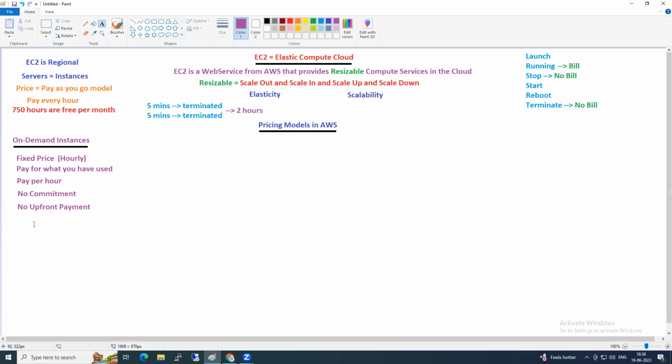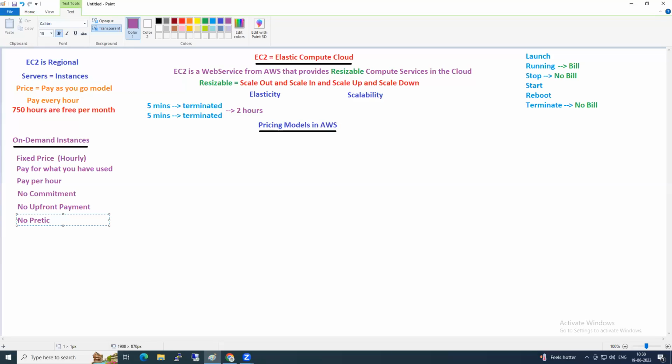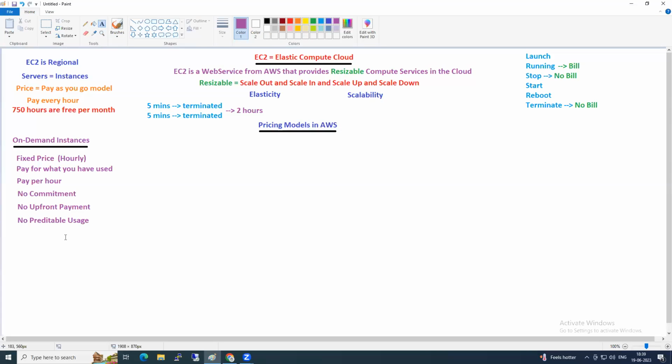Here it is predictable usage or unpredictable usage? Unpredictable. So can I say no predictable usage? I cannot predict. What is the meaning of predictable? Predictable meaning, okay, I will be having 4 GB RAM, I'm sure that I'll be using only 4 GB RAM. Based on requirement, I'll increase to 8 GB. I cannot predict it. So if you have this kind of requirement, which model is the best for you? On demand. Understood the on-demand model now?